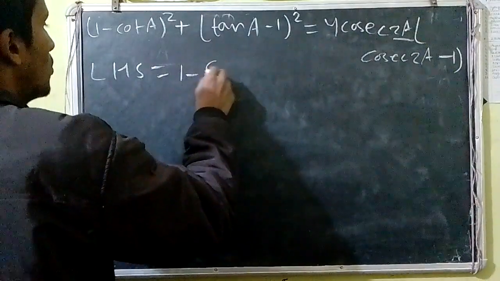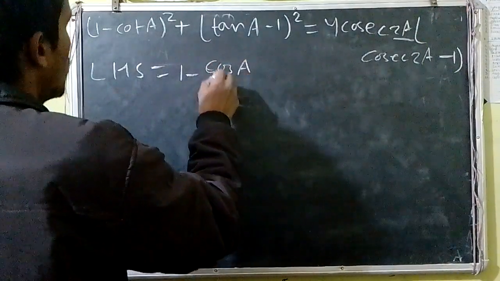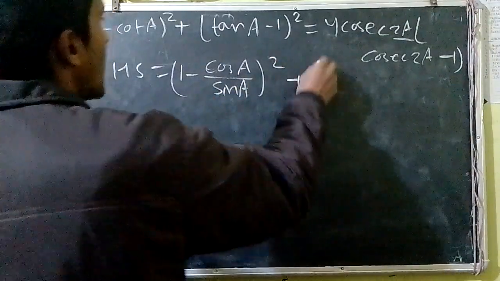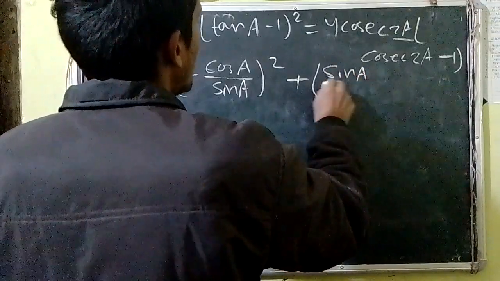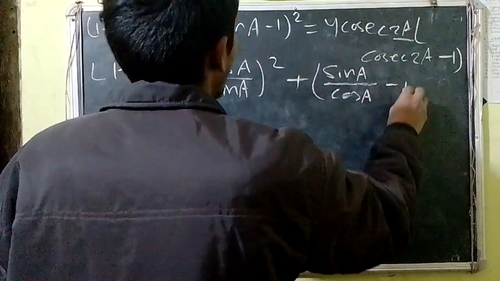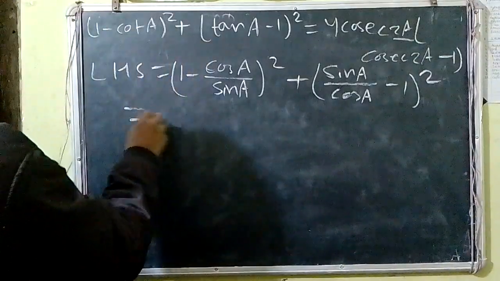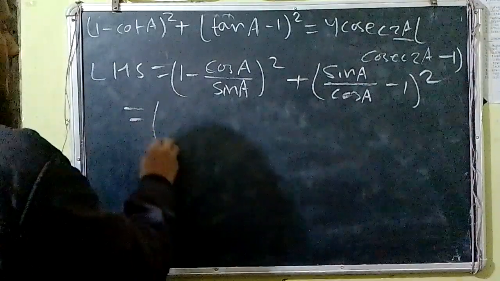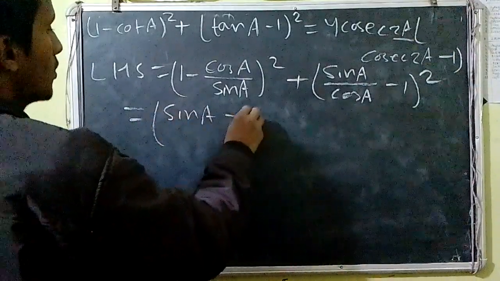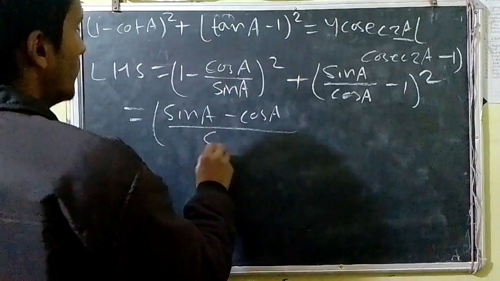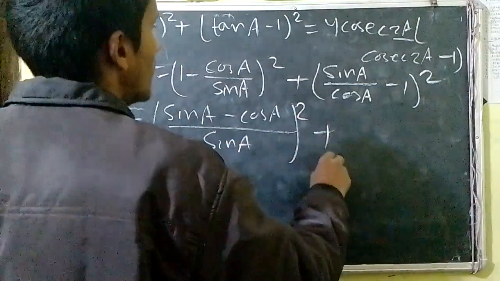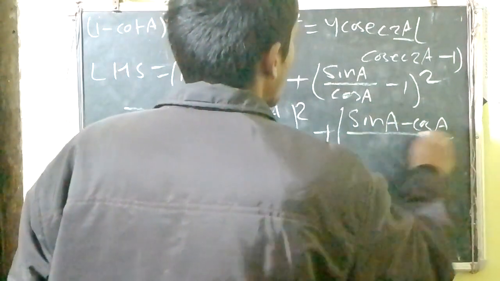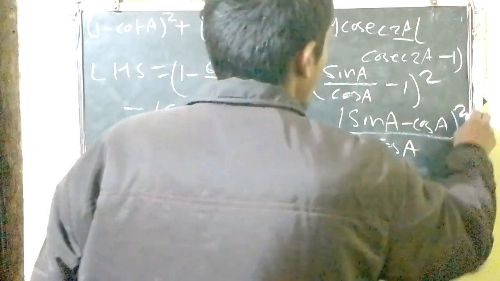So I'm going to write this as cosine a over sine a, and this whole squared. And then tangent will be sine a over cos a minus 1, whole squared. Now the next thing, I can write this as sine a minus cos a over sine a, whole squared, plus this thing can be written as sine a minus cos a over cos a, whole squared. Good.